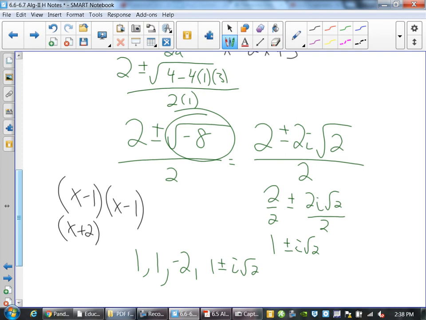Yes, sir. How would you put the 1 plus or minus i root 2 into terms like x minus 1? I'm going to show you guys that later. I will show you how to build those terms. We will build the functions with that, and we will use i for synthetic division.